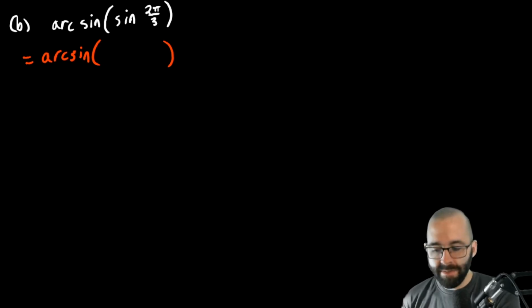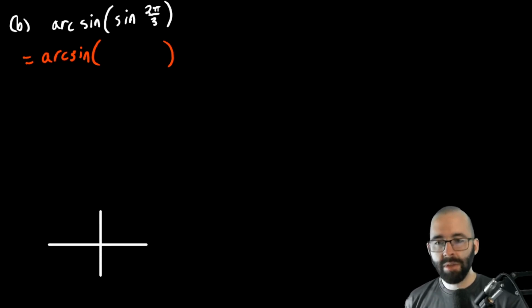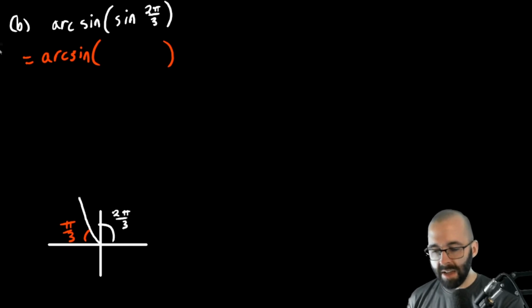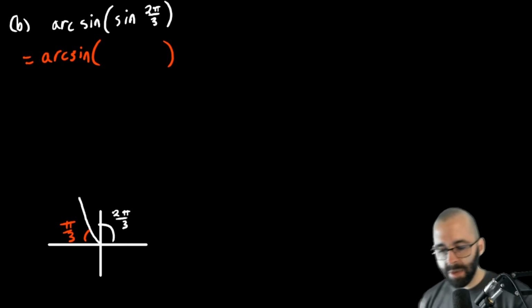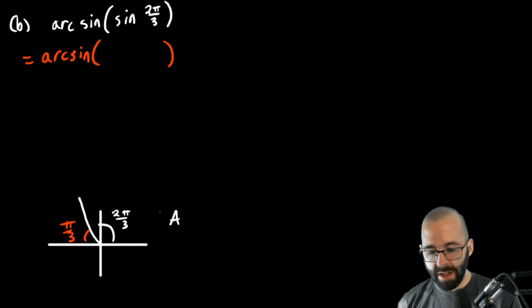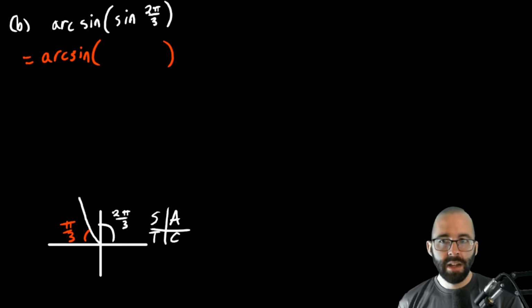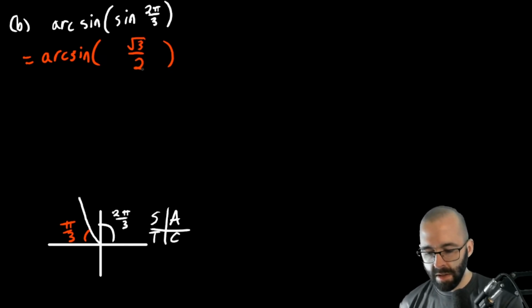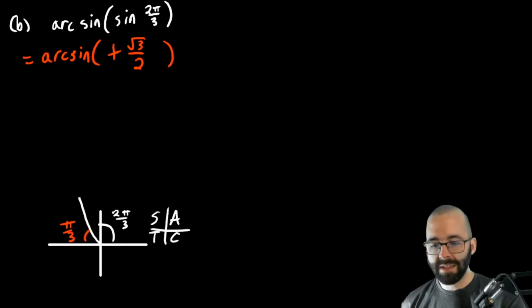So if we evaluated this directly, we'd have to look at the sine of 2 pi over 3. Ooh, this is a bit of a throwback. 2 pi over 3, what is that angle? That's pi minus pi over 3. It has a reference angle of pi over 3. So to find the sine here, we look at the sine of that reference angle, the sine of pi over 3, and then use all students take calculus to figure out whether it's positive or not. We know the sine of pi over 3 is root 3 over 2. Sine is positive in the second quadrant, so it's positive root 3 over 2.